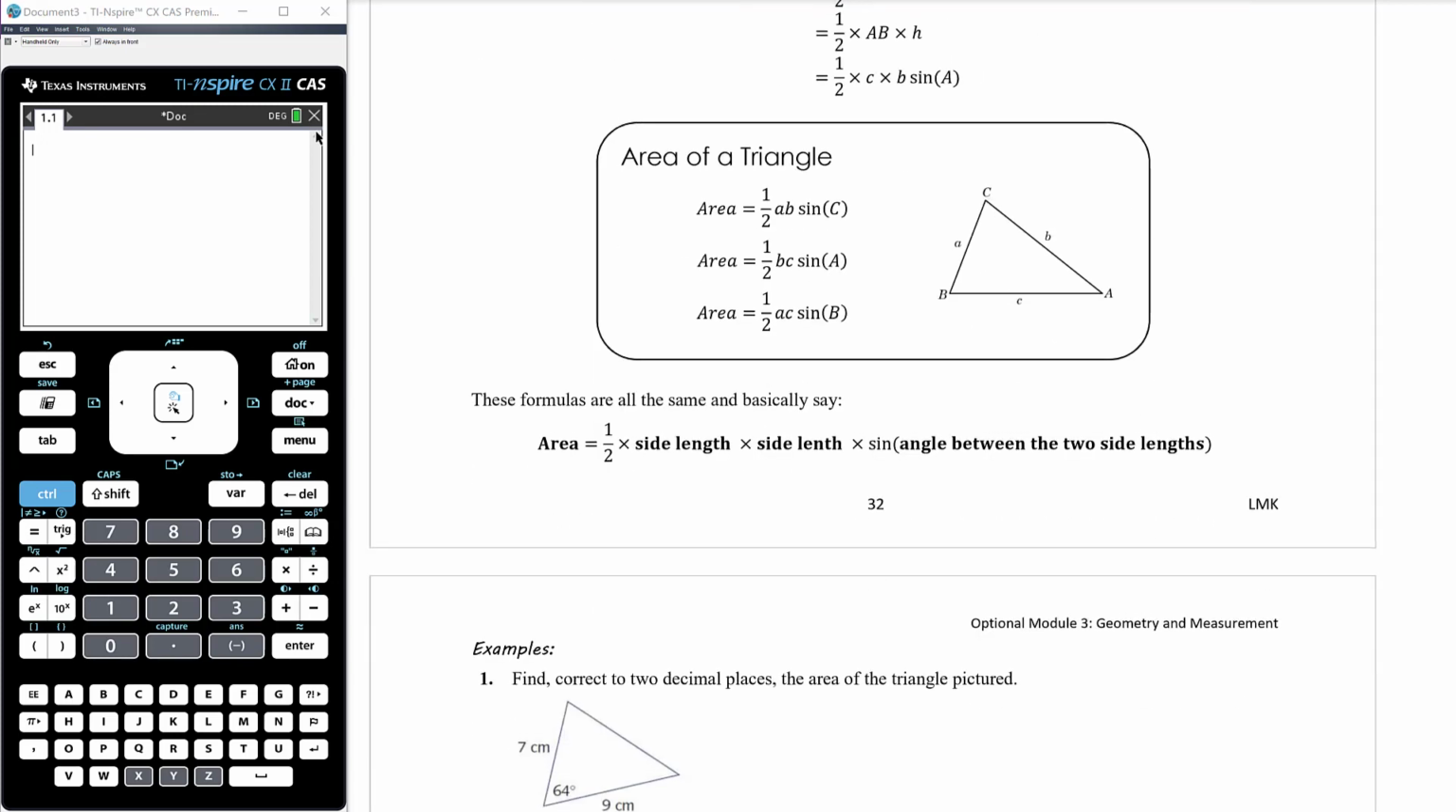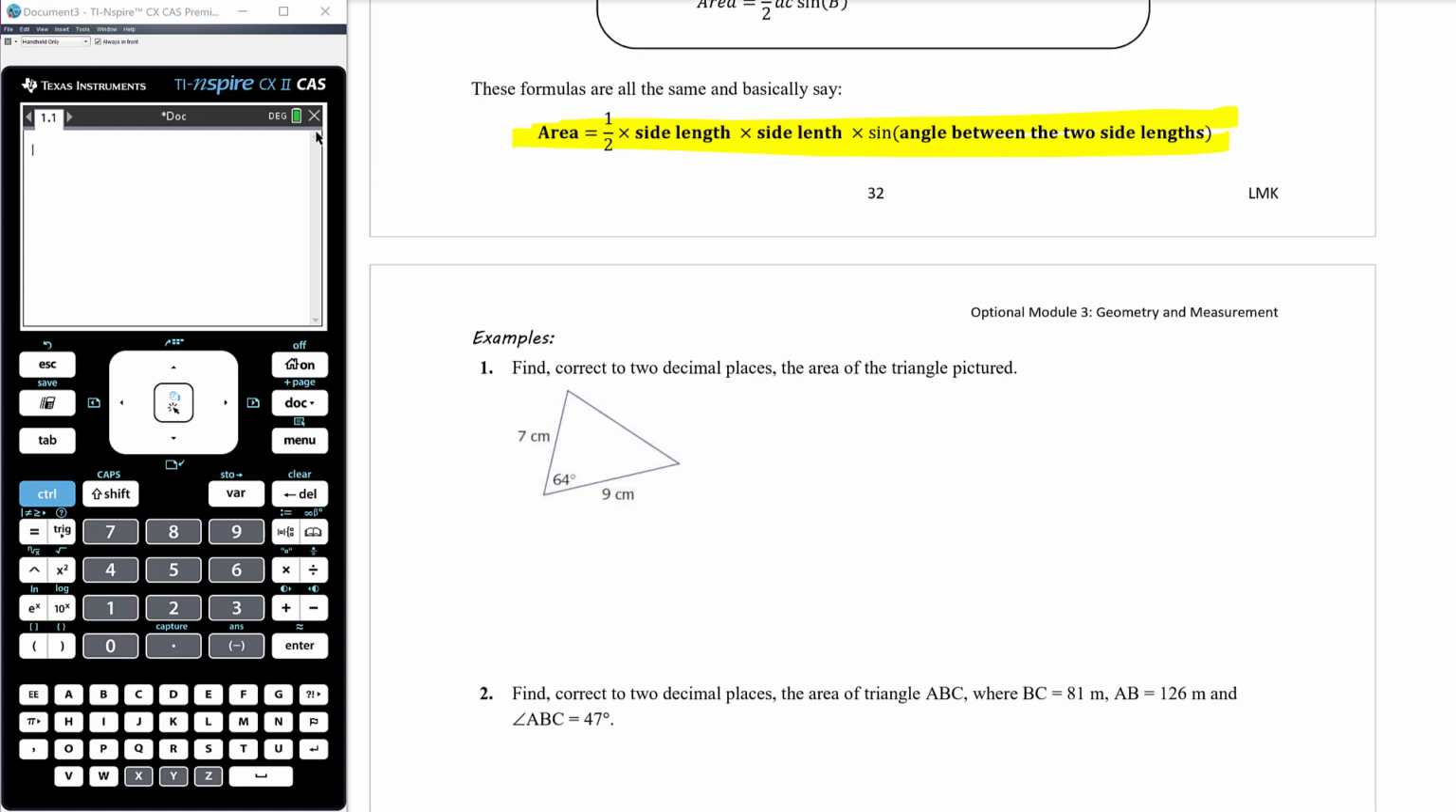So as I said, the formulas are all the same. They basically say area is half times a side length times another side length, and then times sine of the angle in between those two side lengths. So this is how I want you to think of it. I don't want you to worry too much about what's A, B, and C up here. This can get confusing. There's not three different formulas. There's one formula.